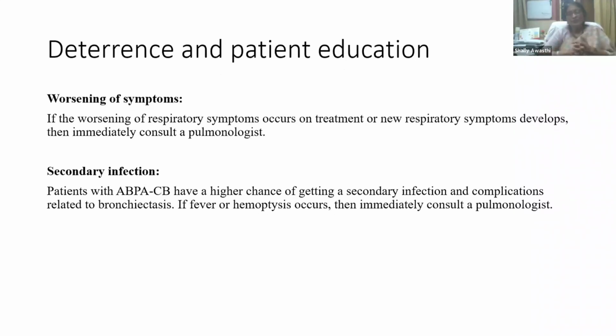So ultimately, patients need to be educated. We as pediatricians need to be educated that yes, there is a condition like ABPA. It can occur at young ages. The youngest case reported is 4 years from India, but perhaps even younger, if we are on the lookout. If there is worsening of symptoms on treatment or new symptoms develop in a patient of BA or CF, consult a pediatrician who takes interest in pulmonology. If there is secondary infection in ABPA with central bronchiectasis, they have a higher chance of complication. And if fever or hemoptysis occur, that's a bad danger sign. You might lose that patient. So in these patients, remember ABPA and investigate.